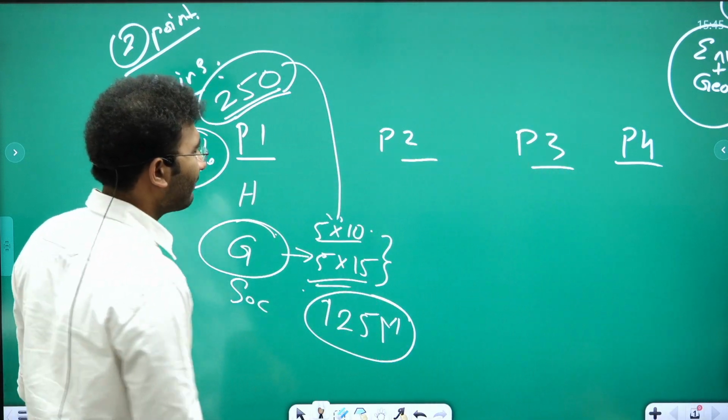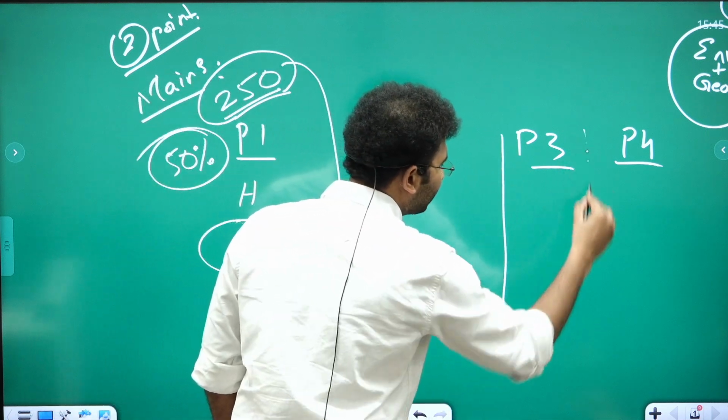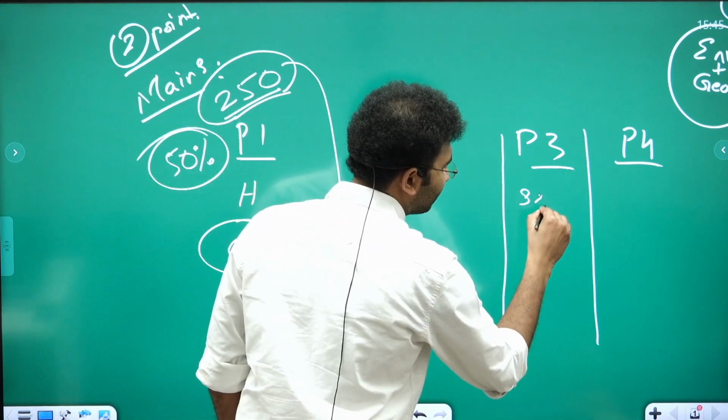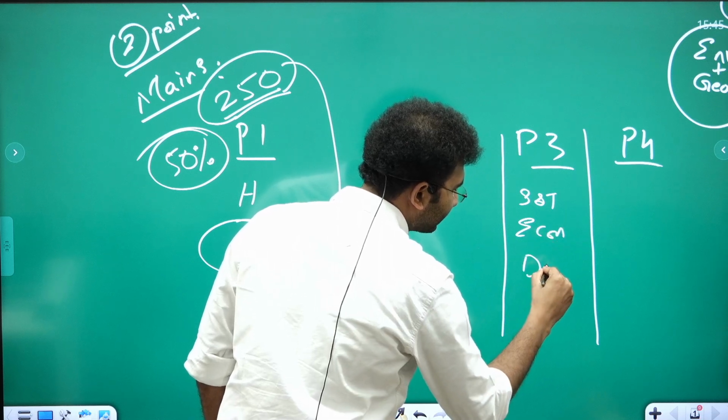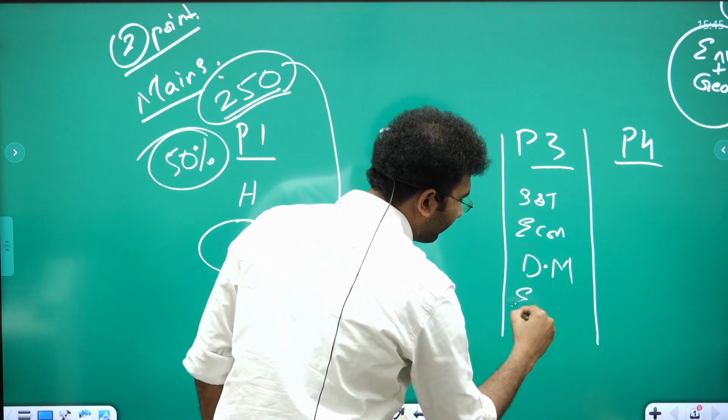Now look into paper 3. In paper 3, you have subjects like science and tech, economy, and then you have disaster management, you also have environment.